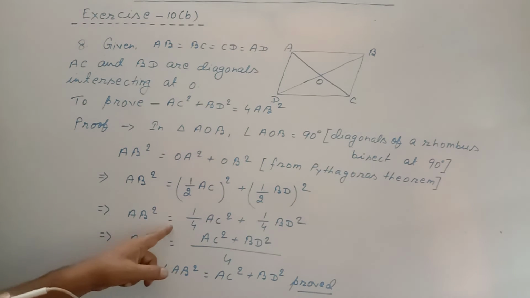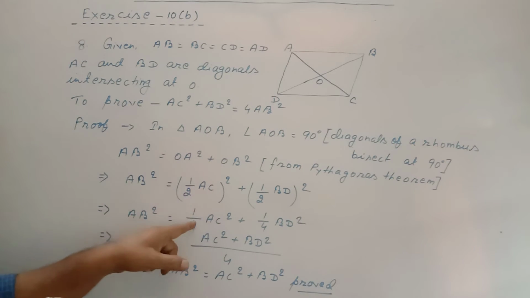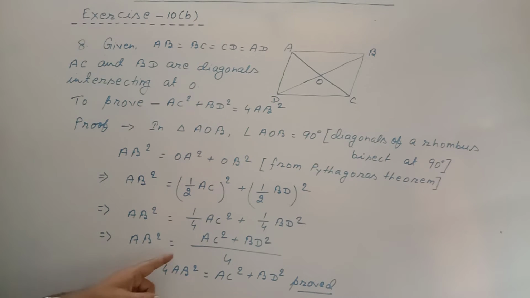Now AB square equal to 1 by 4 because square is there. So 1 by 2 into 1 by 2, 1 by 4 AC square plus 1 by 4 BD square. Now I took LCM. 4 is LCM, AC square plus BD square. By cross multiplication, 4AB square equal to AC square plus BD square. Proved.